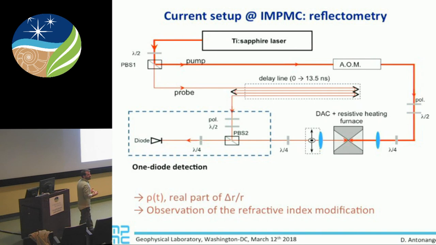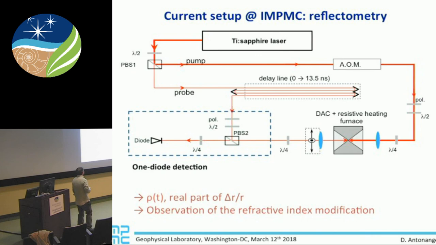The way we developed that in practice is using a titanium sapphire laser. We split the 100 femtosecond beam into pump and probe, which are focused on the two opposite surfaces of the sample loaded in a diamond anvil cell. When the pump hits the surface, it generates the acoustic echoes that travel across the sample and are detected by the probe on the opposite side, which is delayed by a delay line to measure the optical reflectivity as a function of time.